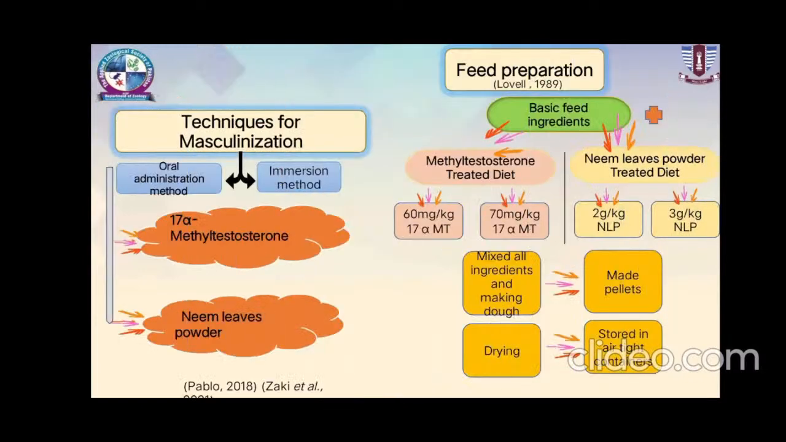There are different techniques for the masculinization of tilapia, but oral administration and immersion methods are commonly used. Here we use the oral administration method, with 17-alpha-methyltestosterone and neem leaf powder provided in the diet.